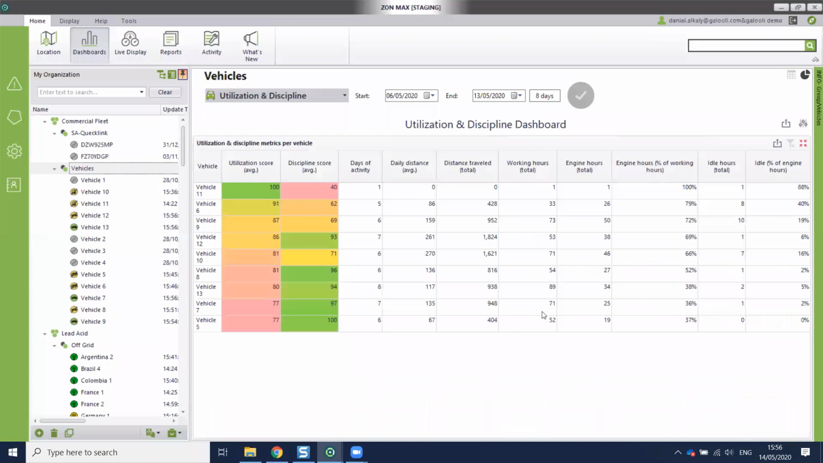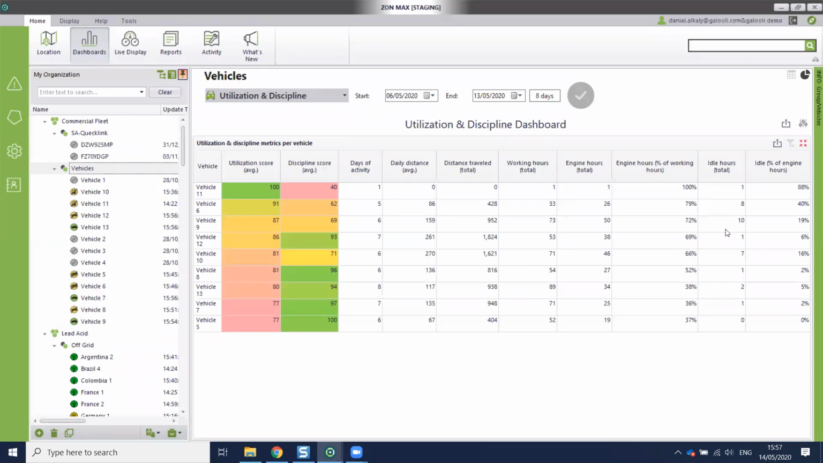And of course, we want to be able to see this information per vehicle. Okay? So we have all the scores. So we see, for instance, that vehicle 11 did have a perfect utilization score. However, the discipline score is very low, except that in this case, they had 1 working hour, so it's not a very good indication. So we always need to take into consideration, when viewing this information, the distance traveled and the working hours, because only if we have good working hours and a good amount of distance traveled do we have a good basis for analysis.